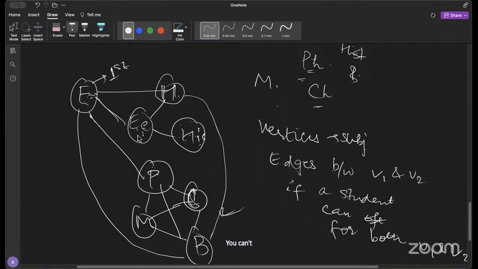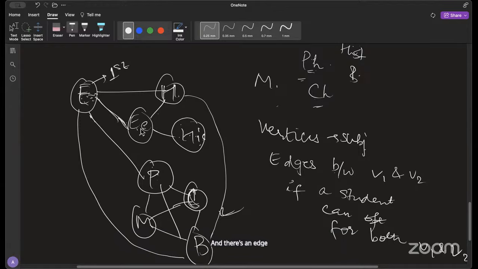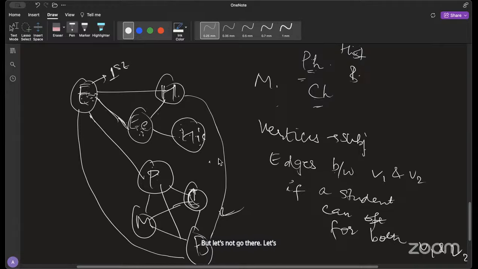Ma'am, what was the last logic you said? Suppose there is no edge between English and history, you are saying that there should be an edge between these two, right? Because if you have an edge between English and economics, that means you can opt these two subjects together. And there's an edge between these two, that means you can opt these two subjects together. That means you can opt English and history together too, right? But let's not go there. Let's stick to this graph only.